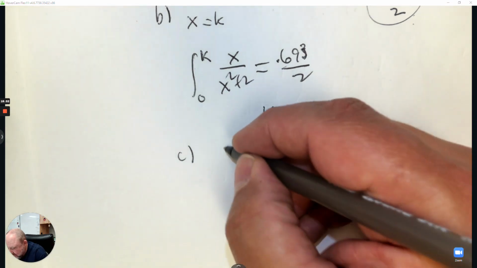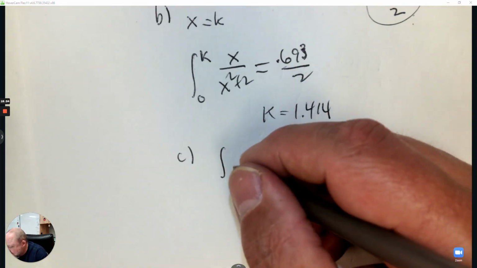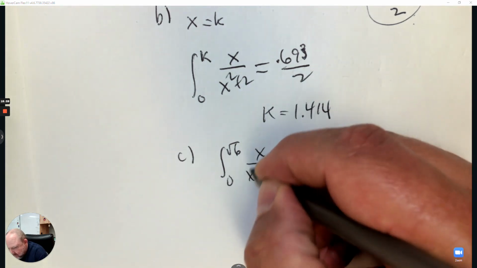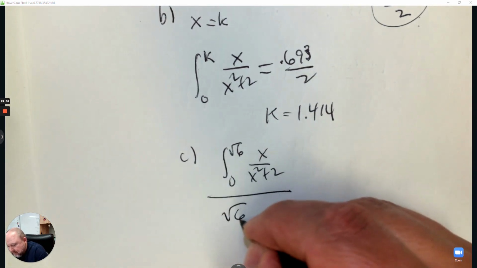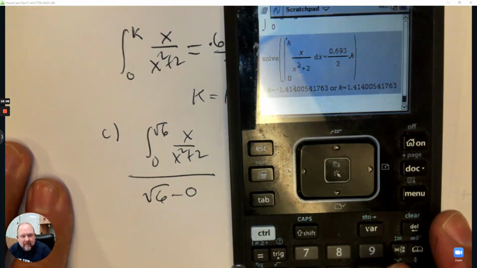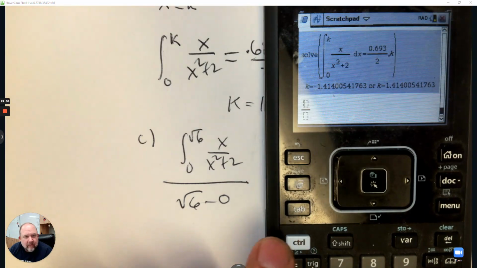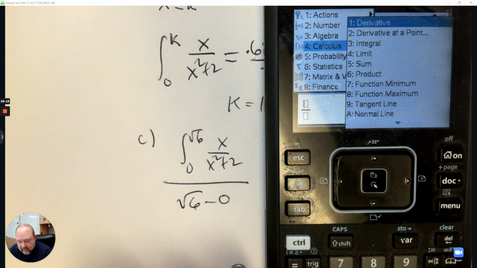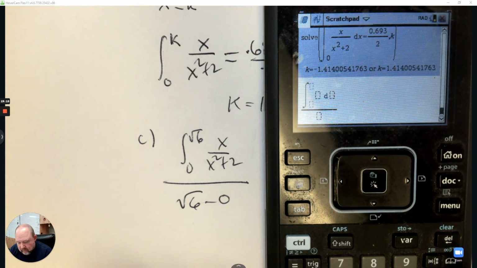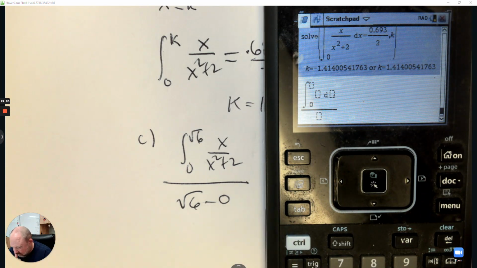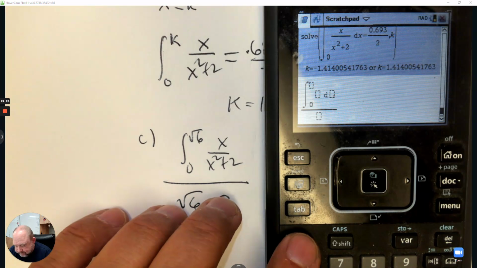What is the average value? That's an integration question. From 0 to root 6. And then you divide by the difference of the bounds. That's it. Just type that in. Let's do it together. So control divide for the fraction, and then calculus and integration. It goes from 0 to root 6. Oh, we already did that, right? It's fine. I'll type it all in.